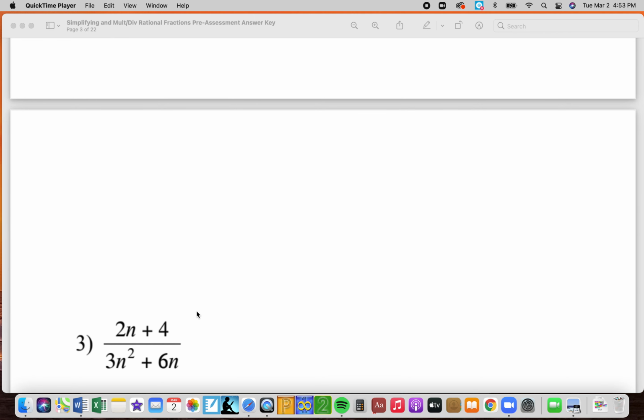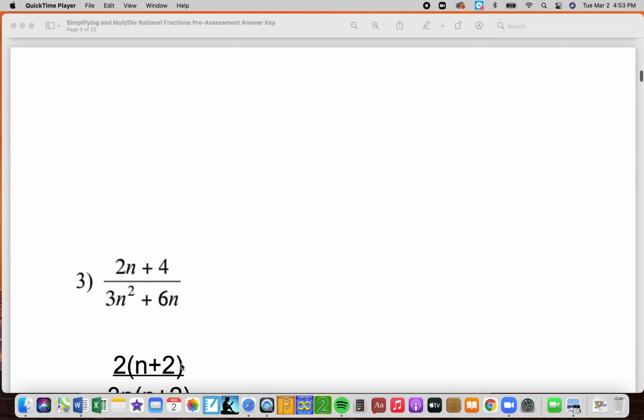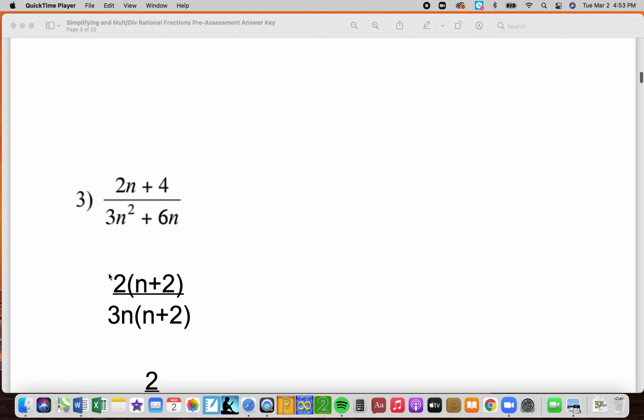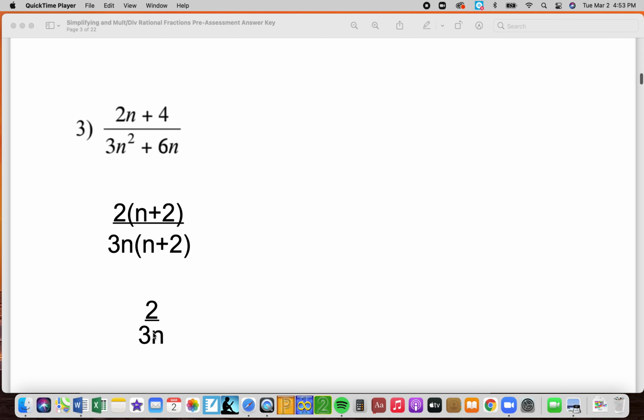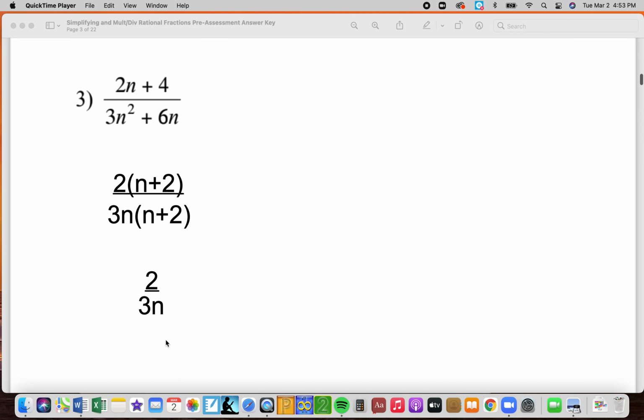Let's look at this problem. This time we can factor the numerator. There's a common factor of 2, and then if we look in the denominator, there's a common factor of 3n. So both terms have a 3n that can be divided into it. And if we factor out the 2, we get n plus 2. If we factor out the 3n, we get n plus 2 also. And those will cancel each other, leaving us with 2/3n.